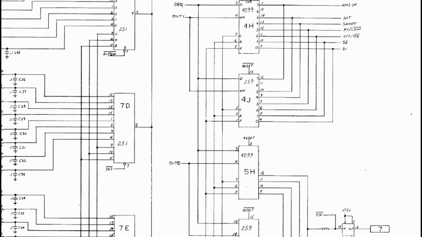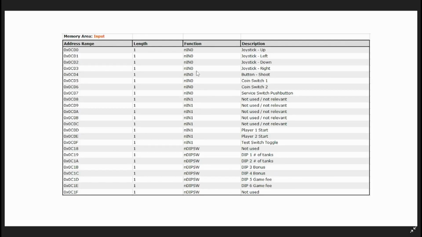So if we go back to the memory map again, so what are the functions of these? So basically each one is individually addressable. So for the in 0, we've got our joystick controls up, left, down, right, shoot. So that's C00 down to C04. Then we've got our coin switches, so that's a coin being put in. We've got a service mode button, and then these are not used up to here. And then in our in 1, we've got player 1 start, player 2 start, and another test toggle. And then on C18 downwards, we've got our dip switches. So that's everything we need for our inputs.